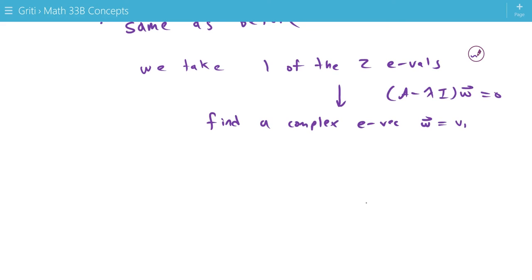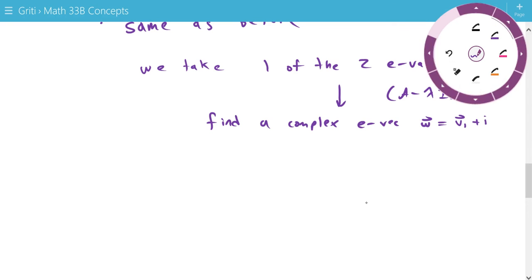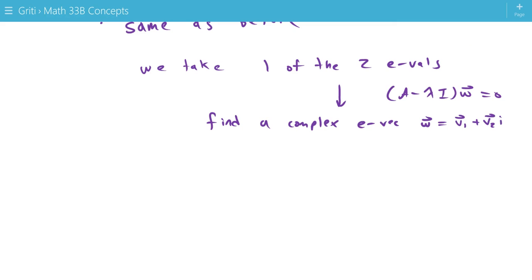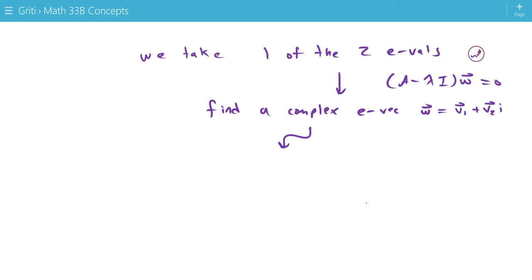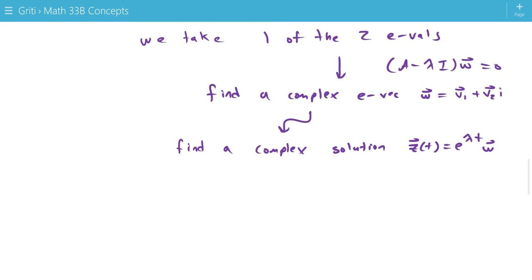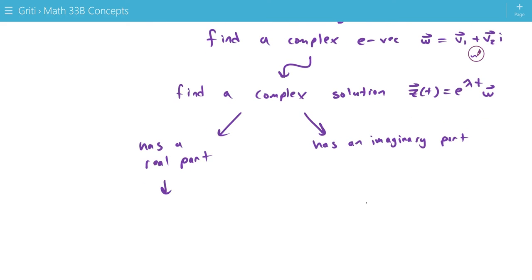And this W will have a real part, we'll call it V1, and it'll have an imaginary part, V2. And we use this complex eigenvector to find a complex solution, which we call z of t, which equals e to the lambda t times W. And then this will have a real part, and it'll have an imaginary part. So this is one solution, and this will be the other solution. And these are guaranteed to be linearly independent of each other.